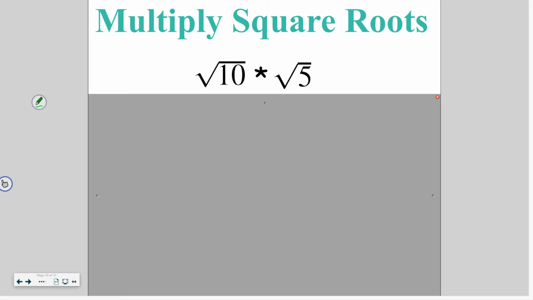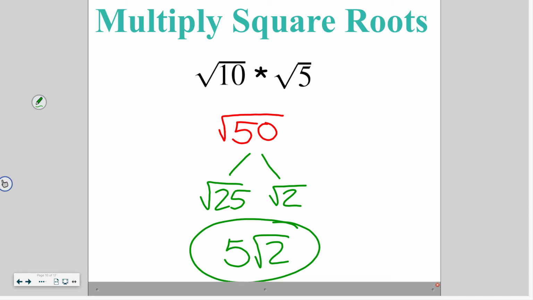Pause the video and start it again when you're ready. So we have square root of 50, which splits into 25 and 2, or 5 square roots of 2.